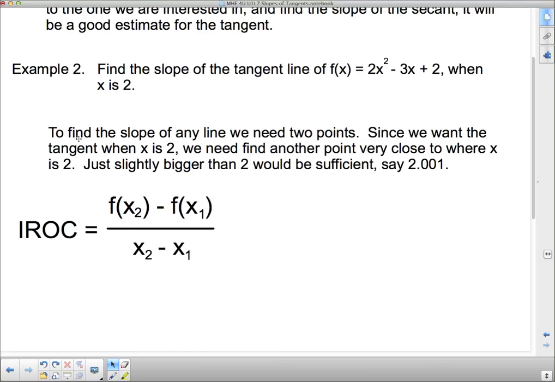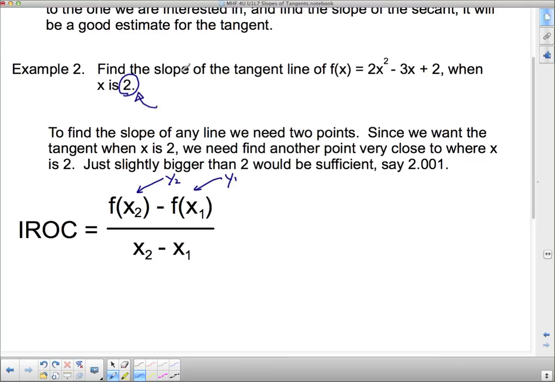Well, first of all, we need those points. I need to know what the y values are. Right now, I only have the x values. Okay, I know I want the slope of the tangent when x is 2, but I need the y values, because, and that's what this is, remember? f at x2 is going to be y2, and f at x1 is going to be our y1. That's what those f at x's mean. So let's actually find those.